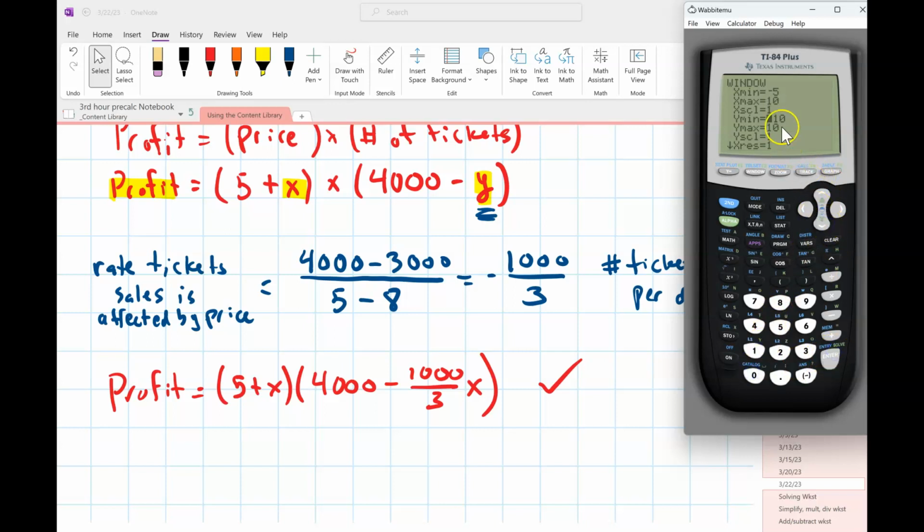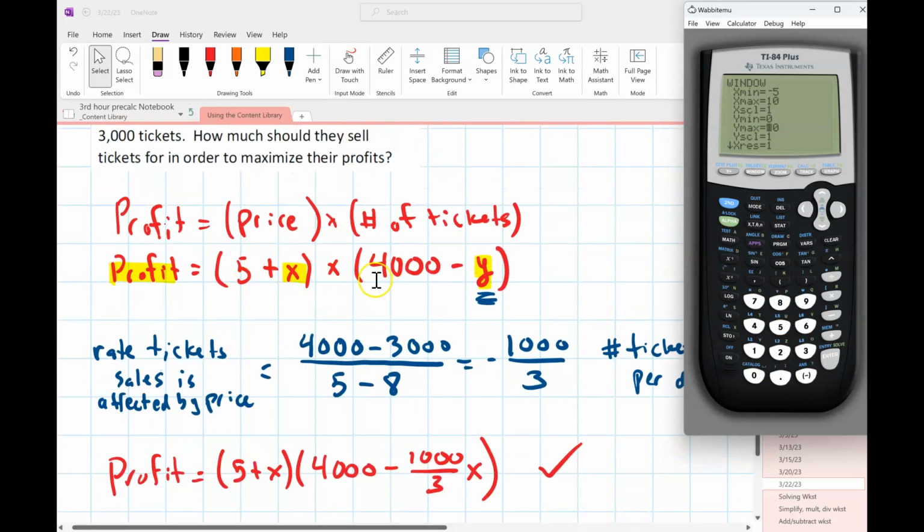I don't really know. Y is profit, so that's going to start out at 0 and go up to, I don't know, 5 times 4,000 is 20,000. Yeah. So maybe I'll pick 30,000 as an upper bound. It's a lot of money for playing baseball games. So I have, there we go, there's my function.